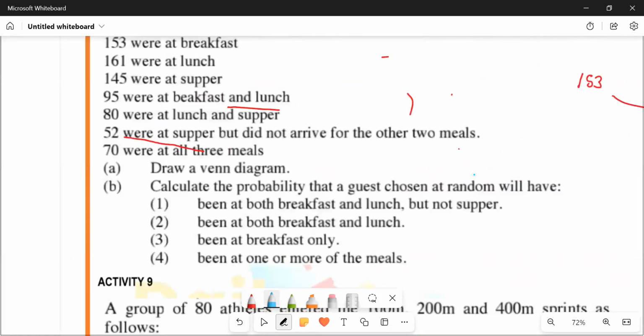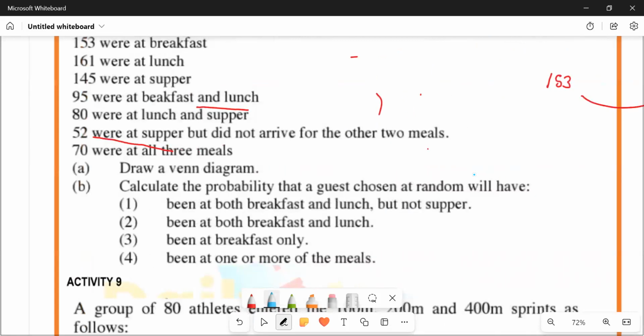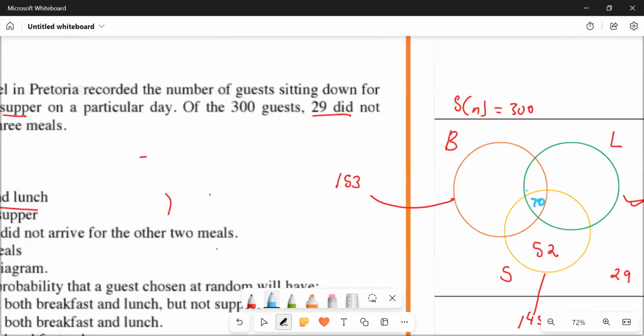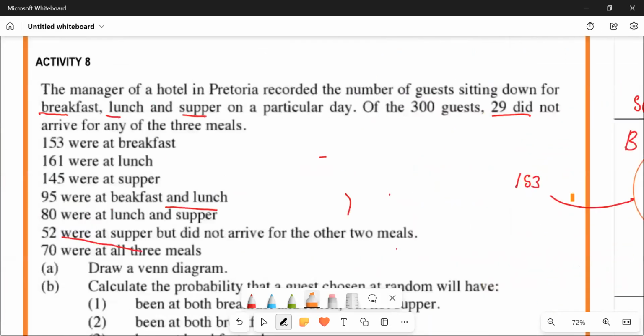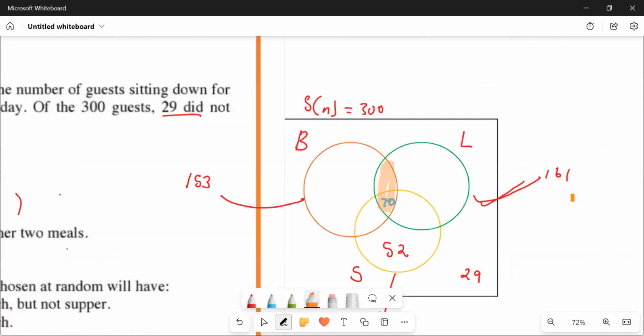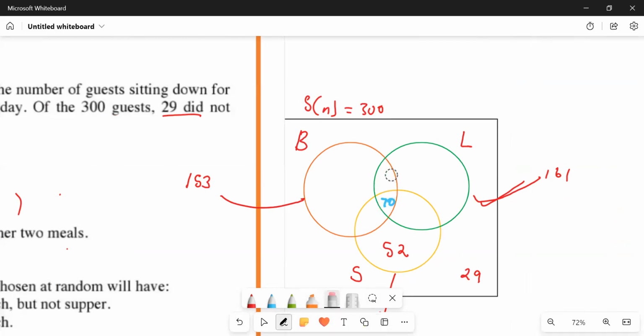The first end that we have says 95 were at breakfast and lunch. All in all, how many do we have for breakfast and lunch? Remember, breakfast and lunch is this whole thing here. All in all, they're 95. You've already counted 70 of them. So how many were at breakfast and lunch only? That's the question. This is going to be 25.